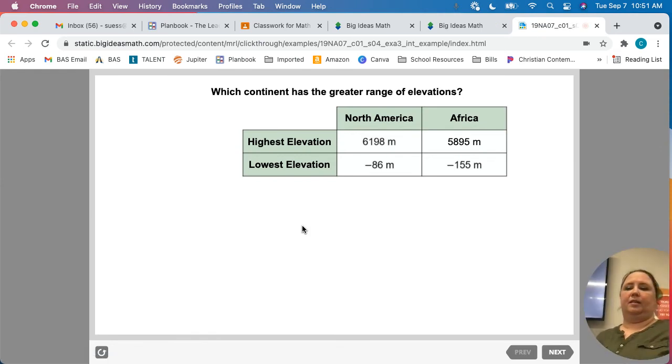So 7th grade, write this in your journals. This is example 3, correct? 4? No, you're 8th grade. 7th grade. It's 3 for 7th grade.